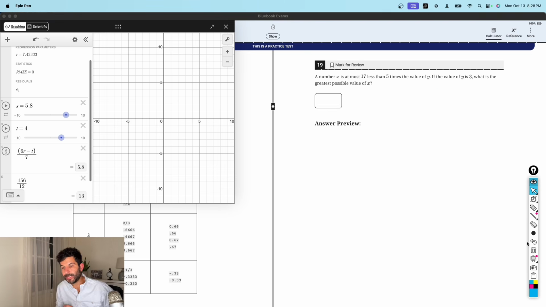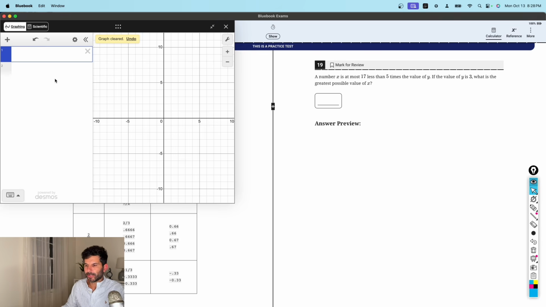Question number 19. A number x is at most 17 less than 5 times the value of y. If the value of y is 3, what's the greatest possible value of x? So at most, the moment I see something like at most, at least, I'm probably thinking of inequalities. With inequalities, it's always a good idea to maybe involve Desmos. So I'm going to clear my expression list, and I'm going to try my best to write this expression out and see what I can come up with here.